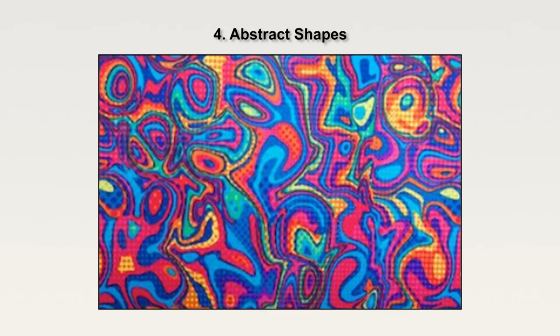Abstract shapes. To describe abstract shapes, what is not abstract is the best way to define it. Any form of a shape that does not fit into any of the previously discussed categories is abstract. It does not have any recognizable form.